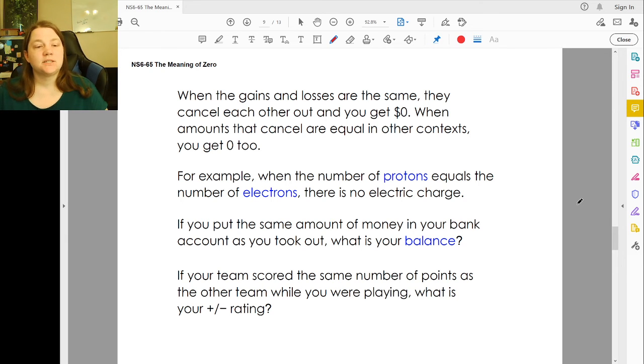When the gains and losses are the same, they cancel each other out and you get $0. Now we're talking about money. When the amounts that cancel are equal in other contexts, you get 0 too. For example, protons and electrons, when those are equal, there's no electrical charge. If you took the same amount of money in your bank account as you took out, then your balance would change $0. If your team scored the same number of points as the other team, that means no one's winning, no one's losing. We're at a tie.